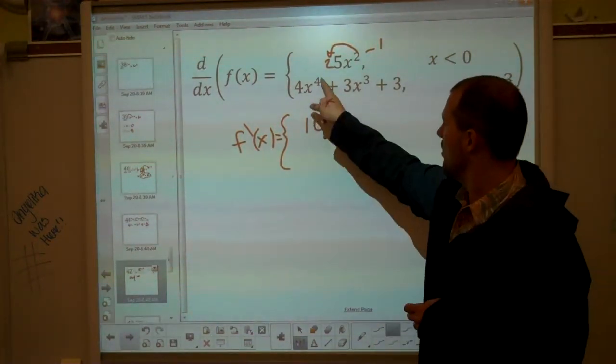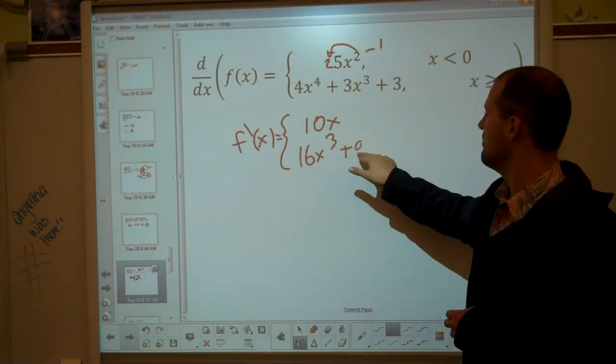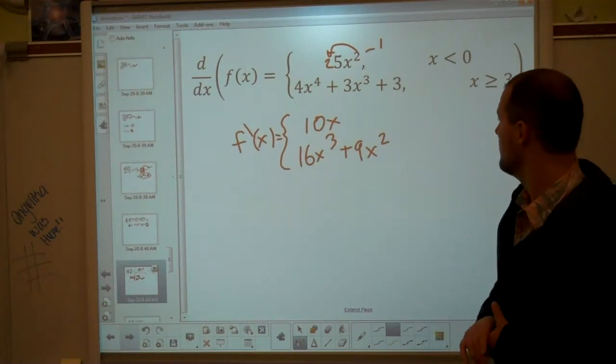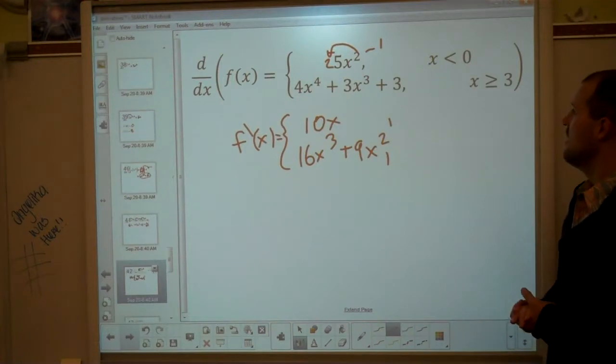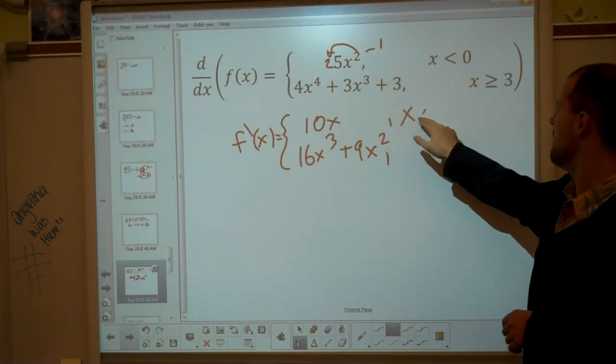Let's go down to this one. Bring the 4 in front, that becomes 16x cubed. Pull the 3 in front, that becomes 9x squared. Constants, they died. So constant is gone. Now let's deal with our domain restrictions. I'm putting commas in. When we have something like this, a strict inequality, it's going to stay the same.